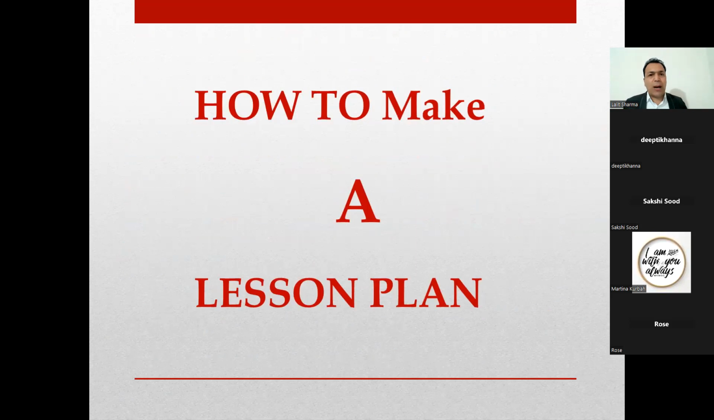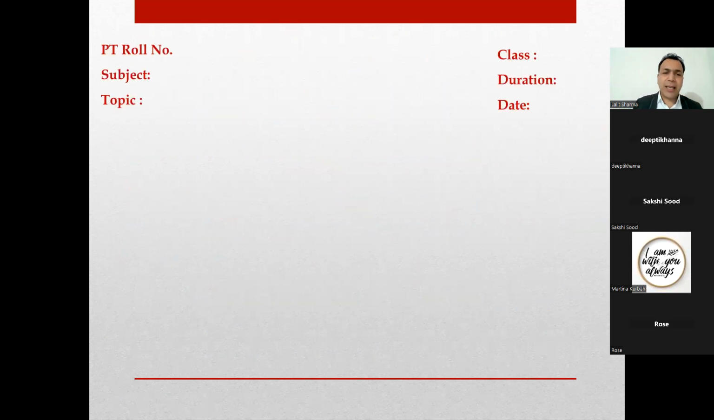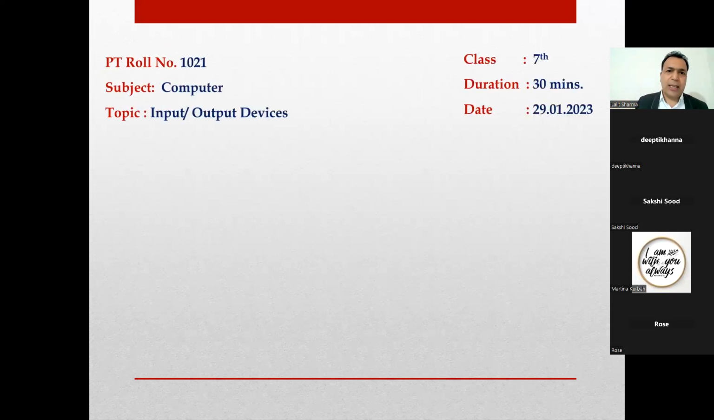Now, you should know how to make a lesson plan. लesson plan कैसे बनता है? How to make? First of all, guys, on the left hand side, you have to write the PT roll number, subject, topic, and right hand side class, duration and date. Okay, means on which class you are going to teach the next day. What would be the duration, date, roll number, like what is the PT roll number? PT means pupil teacher, subject and topic. You should know about your student, basically, right?